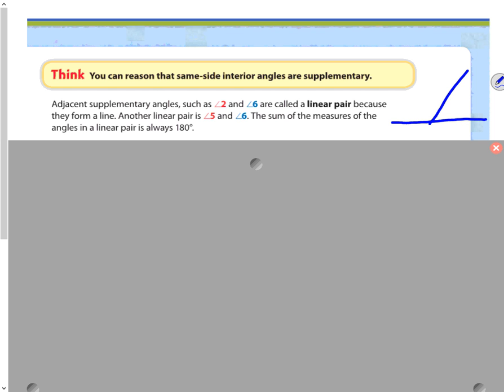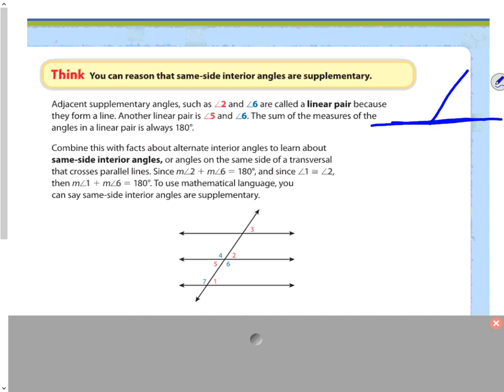Those are called a linear pair. That's a review term. A linear pair, it's because together they form that one line that goes all the way across. So in the same example, we have angles 2 and 6, which are a linear pair because these two angles together make this one line. Okay? So 2 and 6 are called linear pairs. 5 and 6 are also called linear pairs because together they make this line.